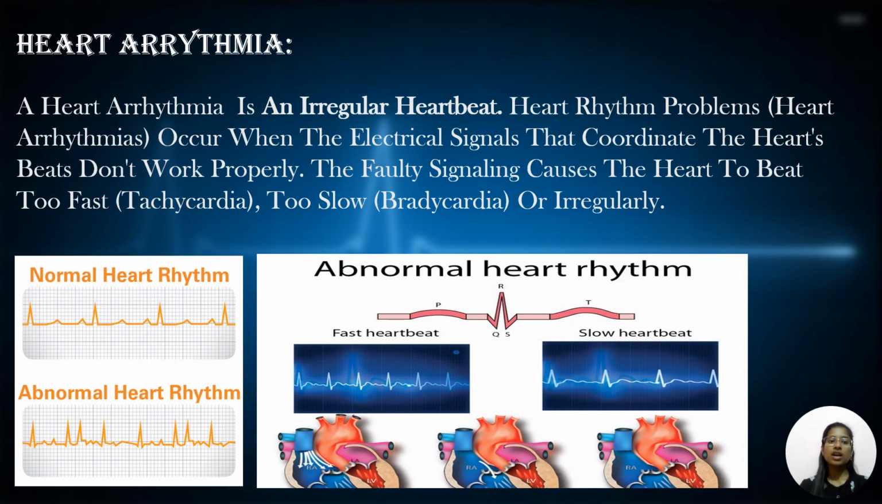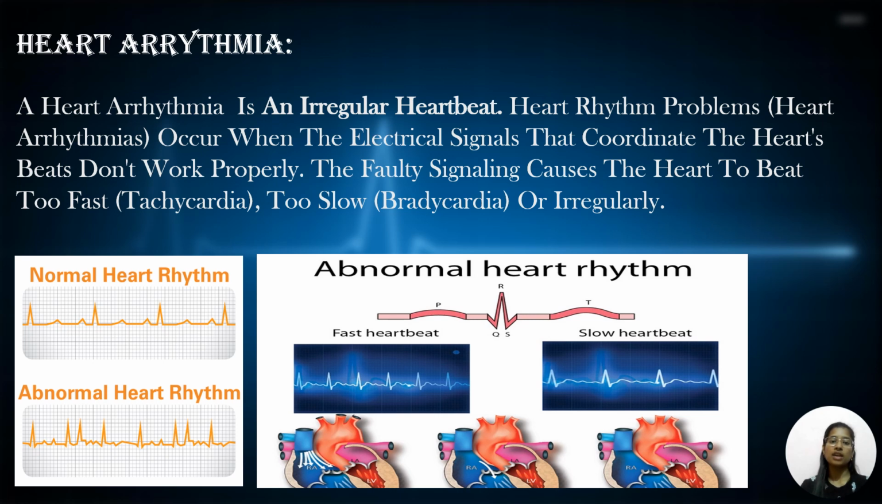An arrhythmia, or irregular heartbeat, is a problem with the rate or rhythm of your heartbeat. Your heart may beat too quickly, too slowly, or with an irregular rhythm. If your heart beats too fast, it is called tachycardia, and if it beats too slowly, it is called bradycardia.